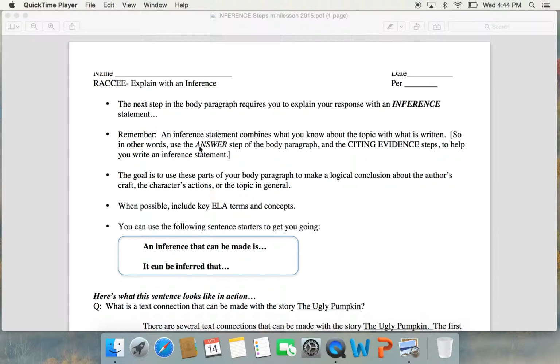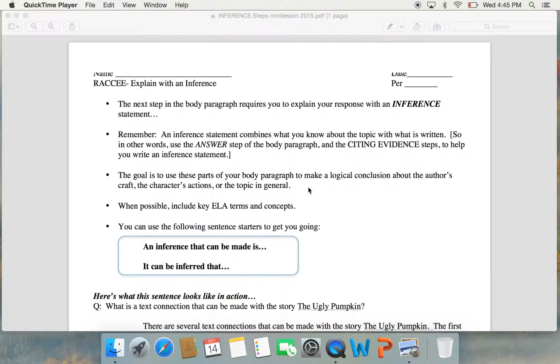So in other words, we're going to use the answers that we just wrote in our body paragraphs along with the evidence that we just cited, and we're going to use those two steps to help us put together a statement that draws a logical conclusion about what just happened in the body paragraph. So our overall goal is to take our answers and our evidence, combine them with our logic, and then make a statement. Well, we can kind of do it in a couple ways. Here's one way we can do it.